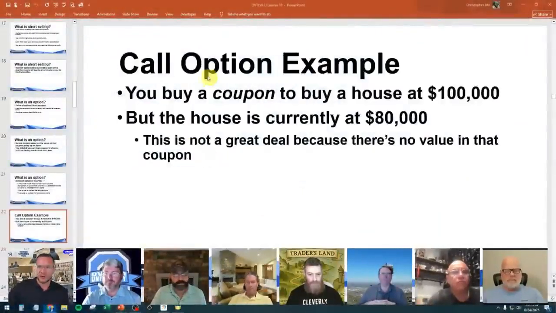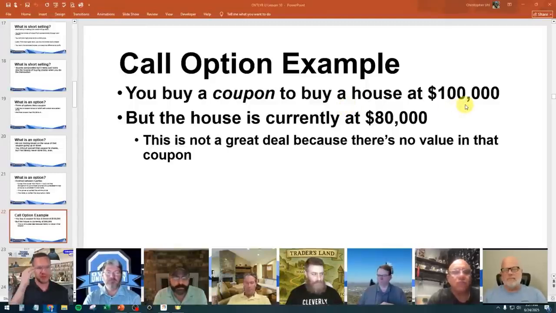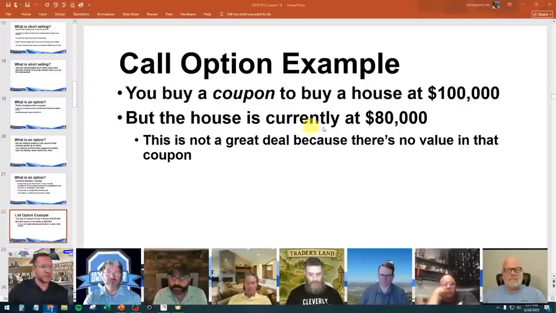So let's continue on. A call option example. Let's say that we have a coupon to buy a house at $100,000. We talked about our doubles earlier, but we'll use houses here. You have a coupon to buy a house at $100,000. The house is currently at $80,000. This is not a great deal, right?